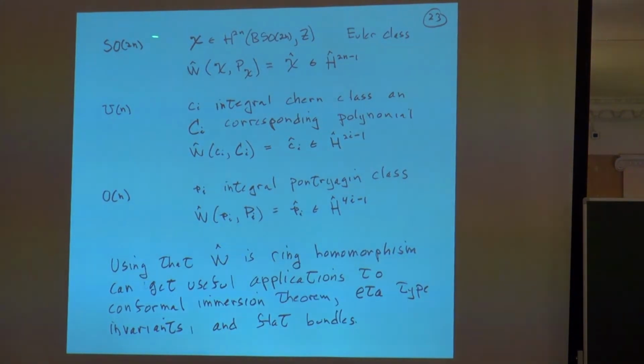So we've already seen in SO(2n) we have the Euler class, the integral Euler class together with this form, and this goes into that chi hat, which I already defined. We can take the unitary group and look at the Chern classes. We have to make sure that they're integral classes. And here's the big C, the Chern polynomial. And again, we get a differential character corresponding to each of the Chern classes, the actual integral Chern classes. And the same thing.